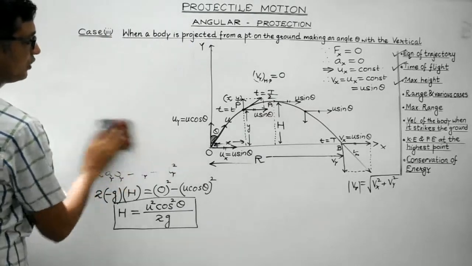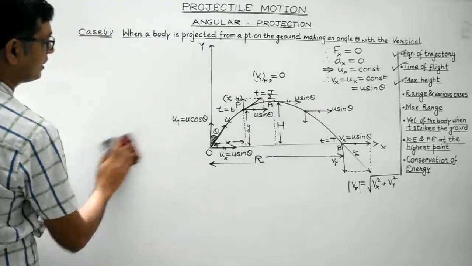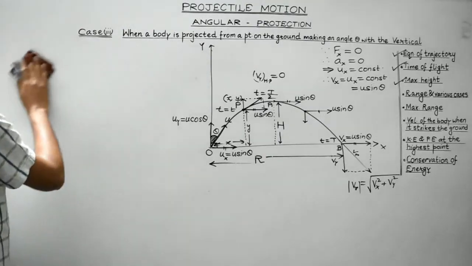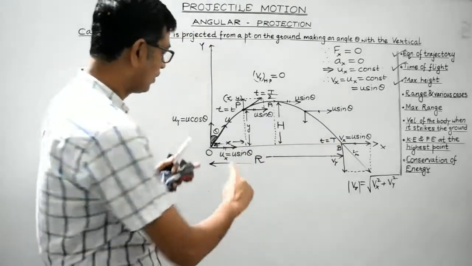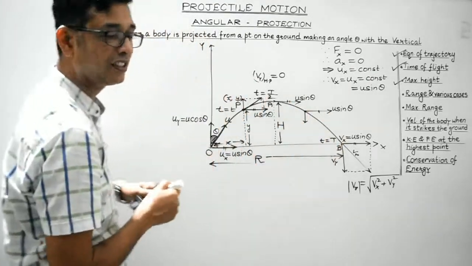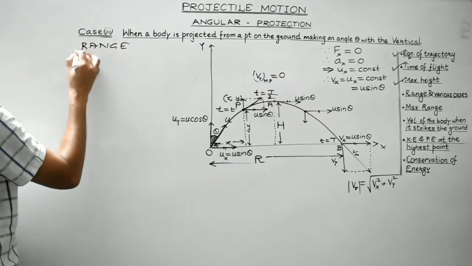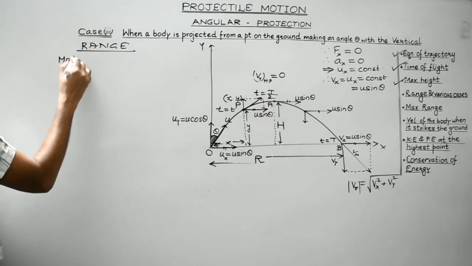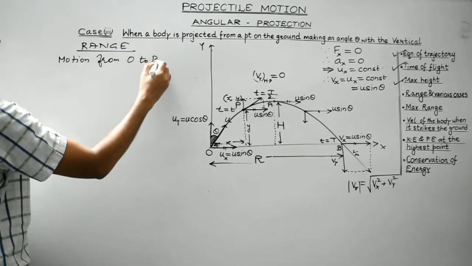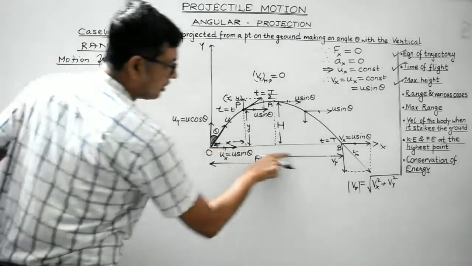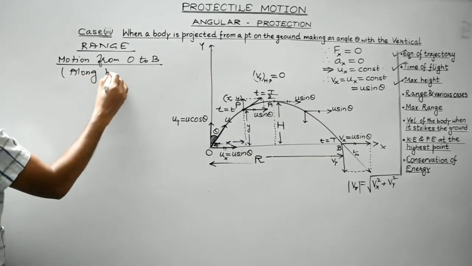Range, students, as we are aware, it is the distance covered by the projectile along the horizontal, right? Along the horizontal means R is to be found. So it is but obvious we will consider the motion from O to B, isn't it? So expression for the range. So we will consider motion from O to B. And range, it's along the horizontal direction. So along horizontal.